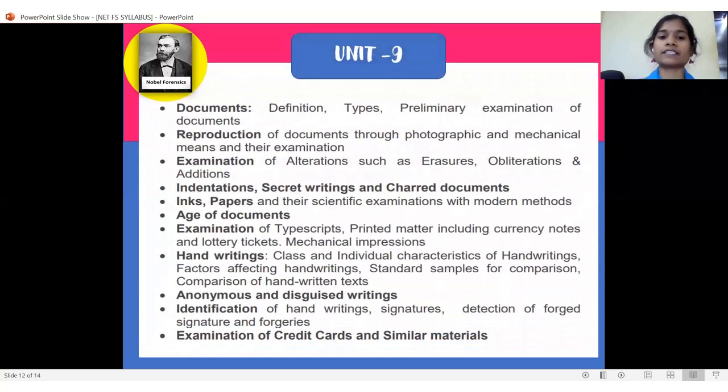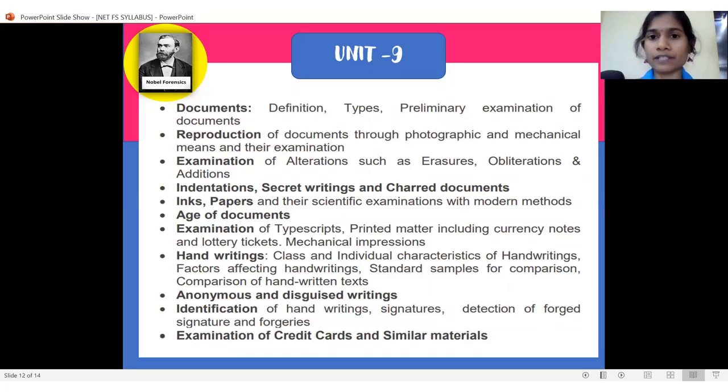Then unit 9, it's all about documents and forgery. Documents includes handwritten documents, typed scripts, computerized documents, currency documents, and ATM cards and other credit cards, and forgery.